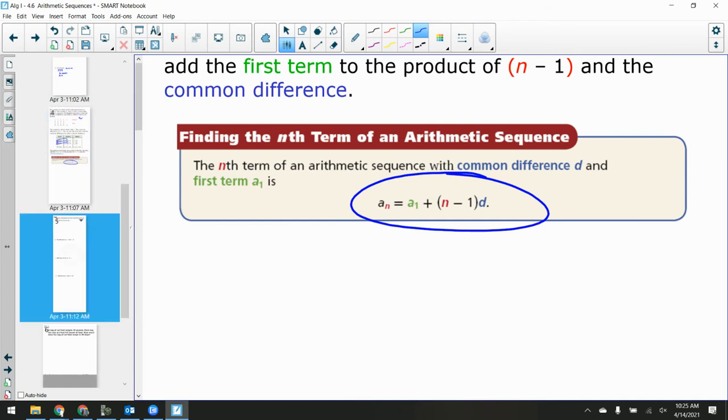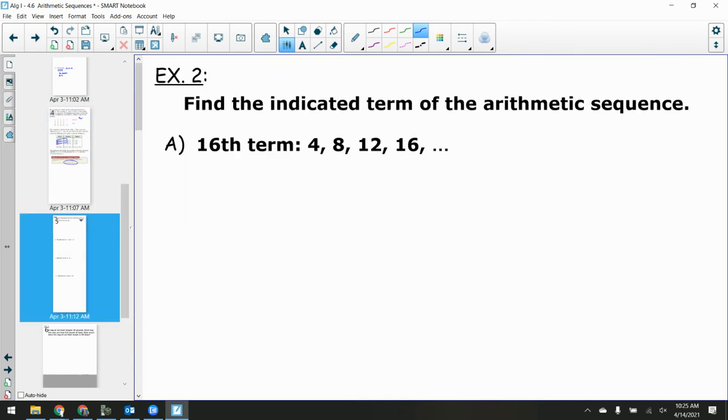Okay, so let's practice that. Let's identify each piece here. What's A sub 1? 4. That's an A there. Looks a little weird. A sub 1 is 4. Because my formula, let's start by this. A sub n is equal to A1 plus n minus 1 times D.